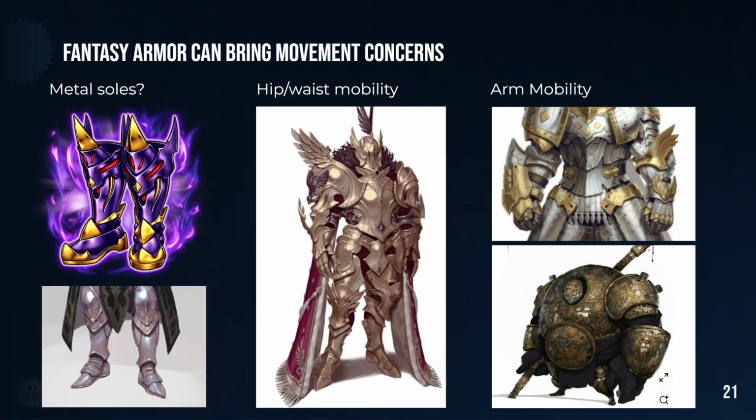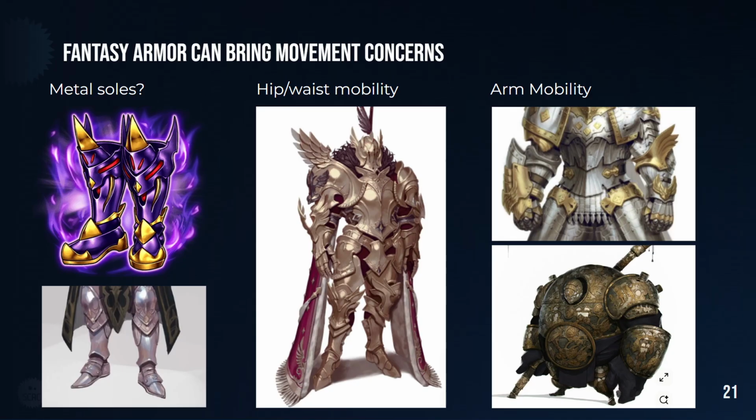So this concept in the middle, it's awesome, it's really good, but if your character is going to be running and jumping and sitting down at all, you might have some trouble rigging that and making sure all the pieces can move together. And then with the arm mobility, same. If you look at the elbows in that one, it kind of looks like an Iron Man suit, where all the pieces fit together snug, and you kind of need to bend your arms. So just looking at things like that.